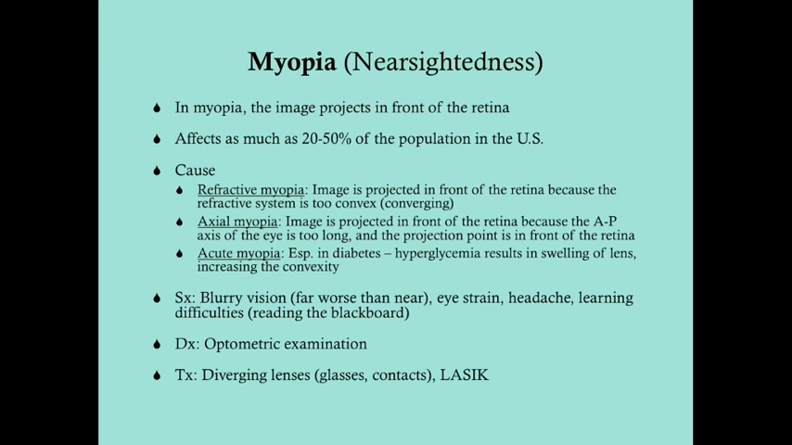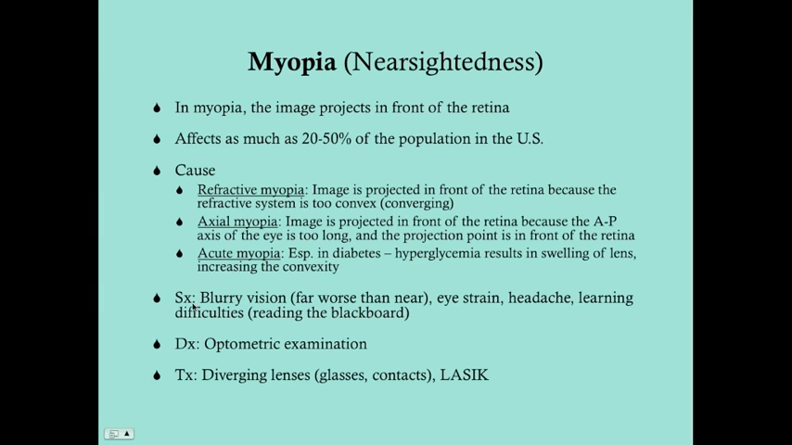There's also acute myopia, and so this is especially in diabetes. What can happen is glucose can get, I'm not sure if it's glucose, but it's a sugar, gets inside the lens, and the lens will swell, and that increases its convexity, and that results in essentially a refractive myopia. But that would be an acute myopia in a patient with severe hypoglycemia.